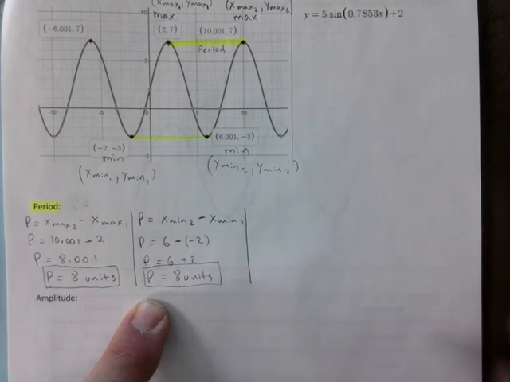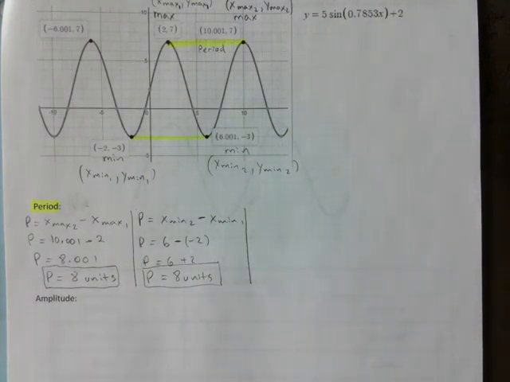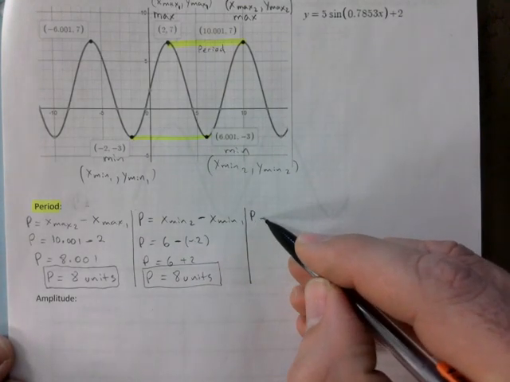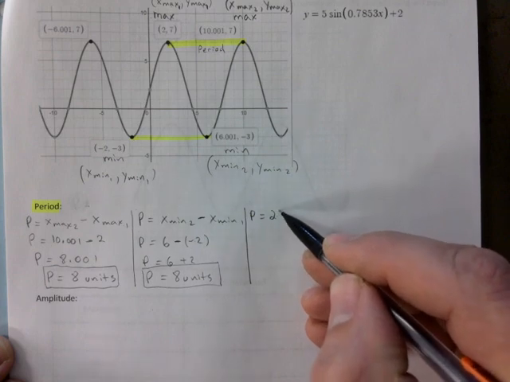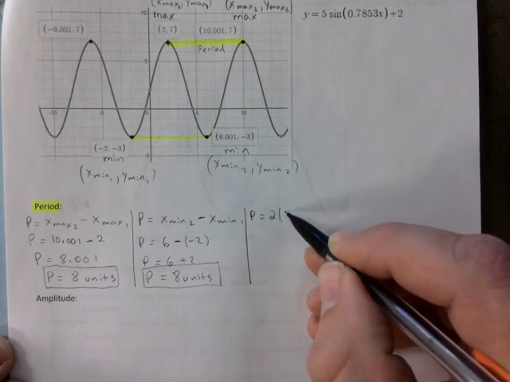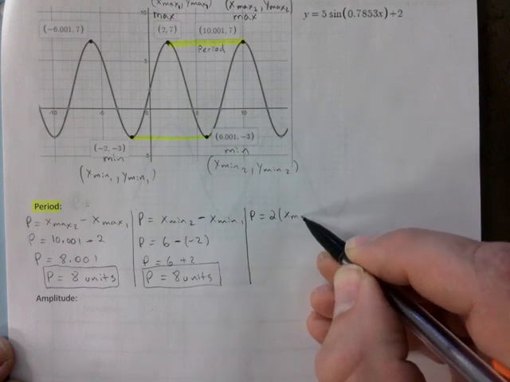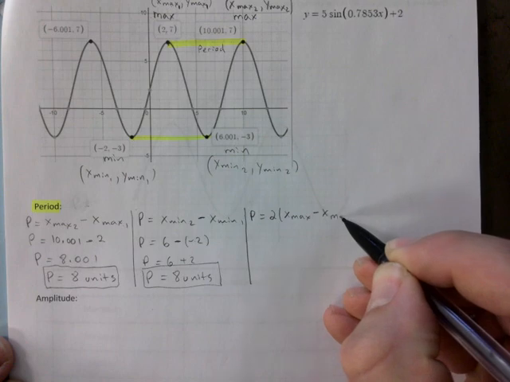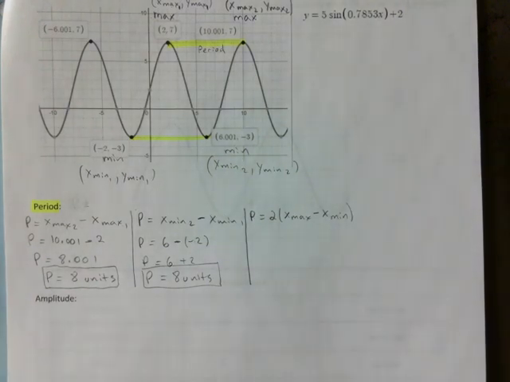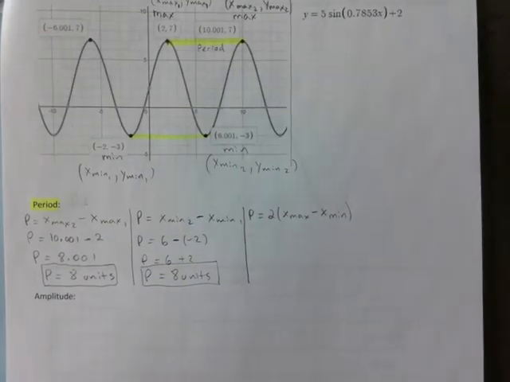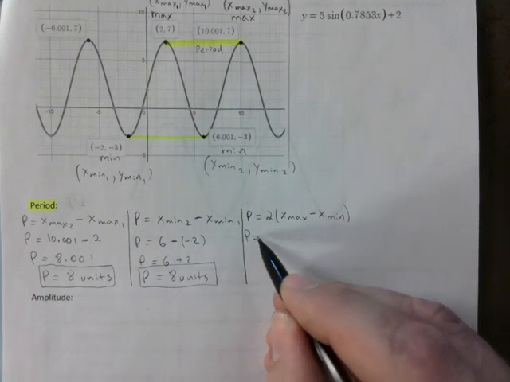A bit repetitive. But you understand what I'm doing, right? Period is the horizontal distance. If x is time, then it would be the time. If x is distance, then it would be the horizontal distance for something to repeat itself. One more, guys. You need to know how to do this. The other formula says that it's 2 times x max minus x min. This is the one that's a bit more confusing, but if you really think about it, you should be able to understand.